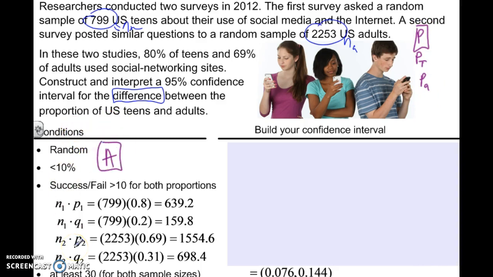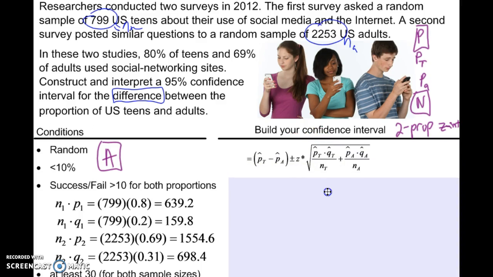A, these are all the assumptions and conditions. N is name the test. In this case, it would be called a 2-prop z interval. Then I, PANIC.